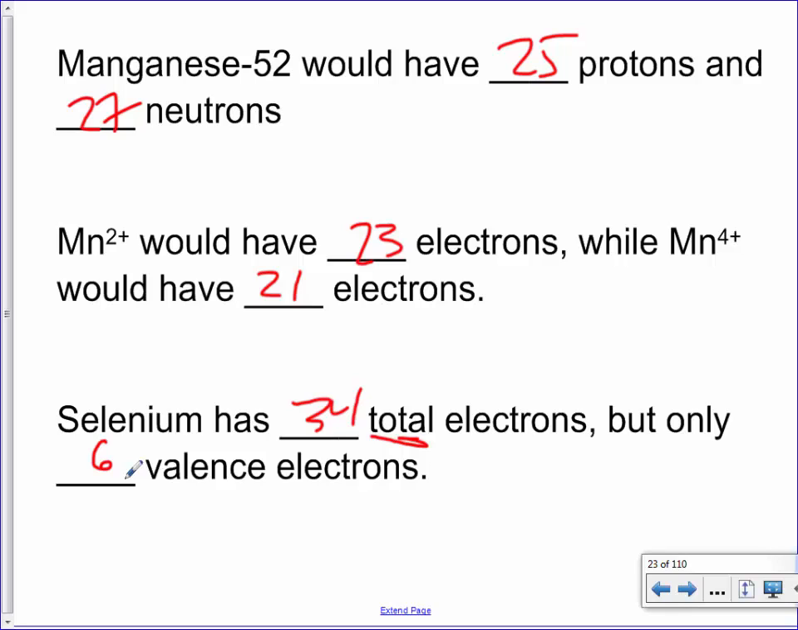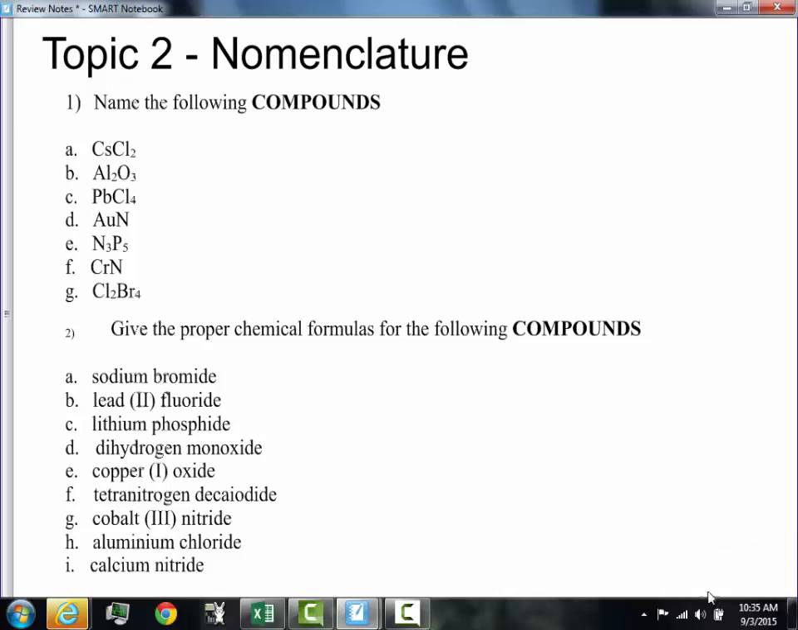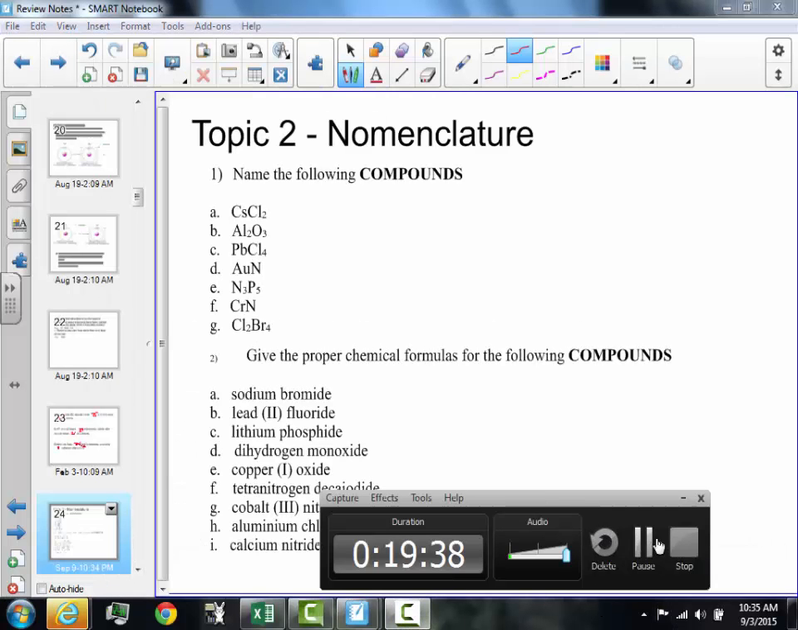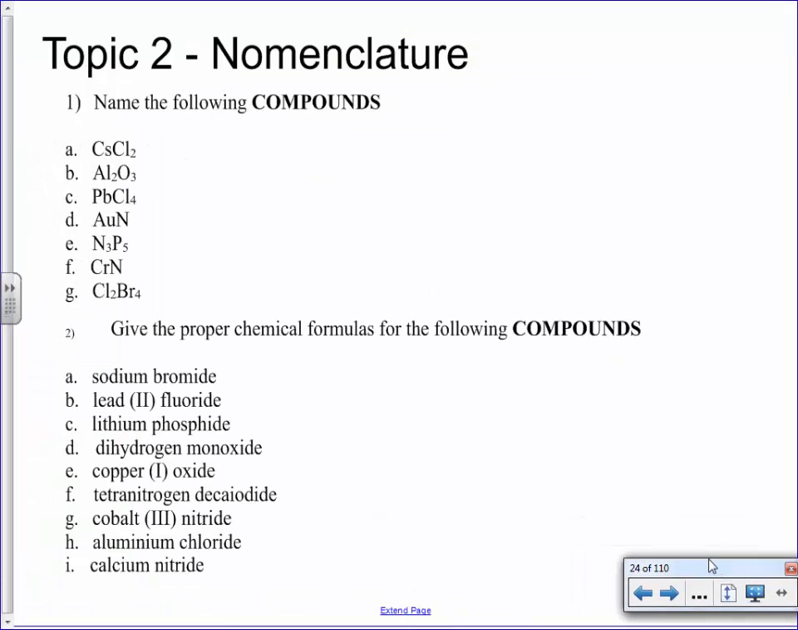And then when you come back, we'll talk about how to name things. So we'll do the nomenclature section. So now the goal is, let's say we take ions and we put them together and we make compounds out of them. I need you guys to be able to either take a formula and give me a name for it, or if I give you a name, give me a formula.